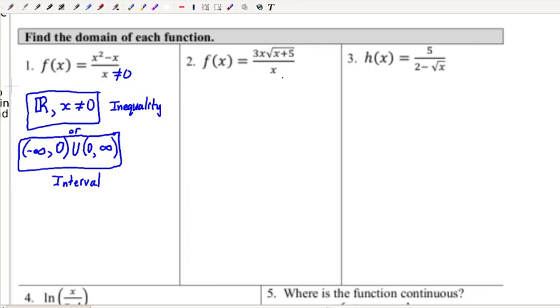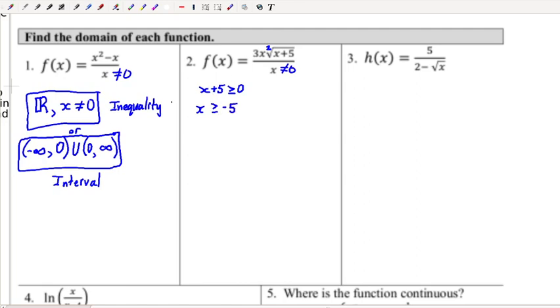Looking at number 2, again, I've got a denominator that is not allowed to equal 0. And I also have an even root, because remember, if there's no number here, this is a square root, a 2, and 2s are even. So I also need to take into consideration that x plus 5 is greater than or equal to 0. So I have x not equal to 0 from this, and I have x plus 5, just the part underneath. I don't need to include the square root when I'm writing this. x plus 5 greater than or equal to 0. Solve that for x, I get x greater than or equal to negative 5.